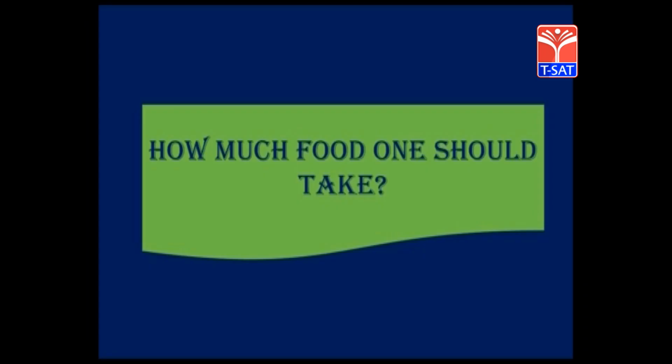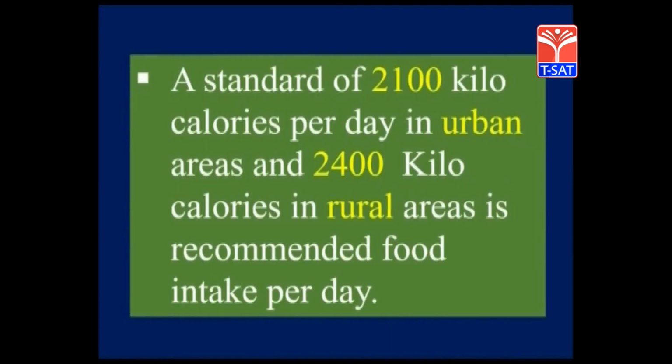So, children, how much food should one take? It is also an important question to be understood. Can you tell this? A standard of 2100 kilocalories per day in urban areas and 2400 kilocalories in rural areas is the recommended food intake per day. So, the standard is 2100 in the urban and 2400 kilocalories in the rural.